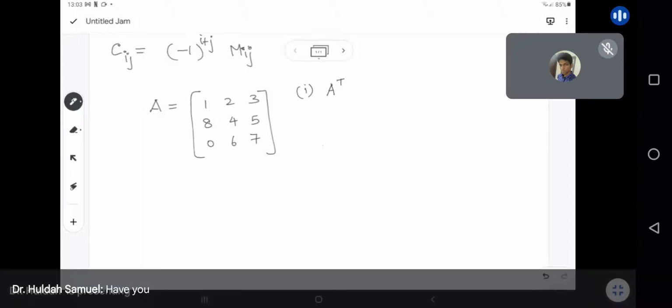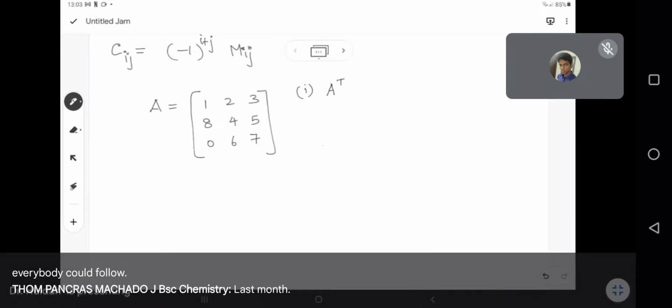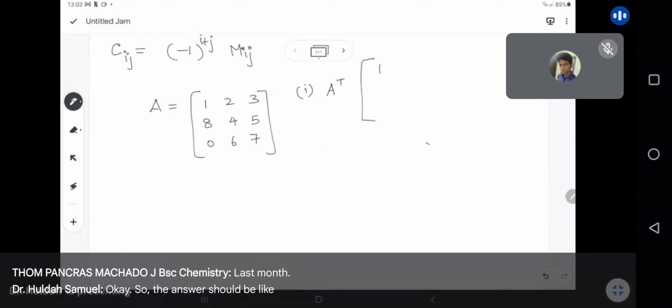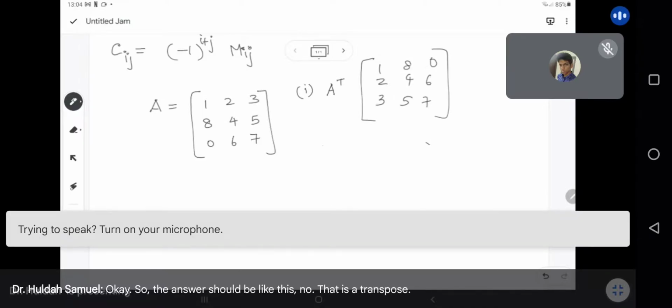Have you all written A transpose? Yes, ma'am. Okay. Any doubts for anybody? Is there anyone who doesn't know how to do it or write it, A transpose? No? Everybody could follow? Yes, ma'am. Okay. So the answer should be like this, no? That is your A transpose. You can check your answer.